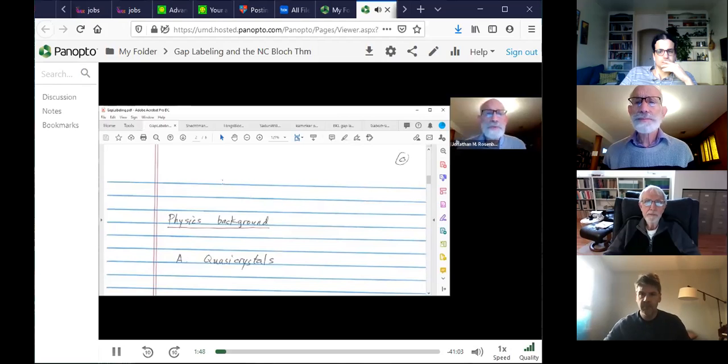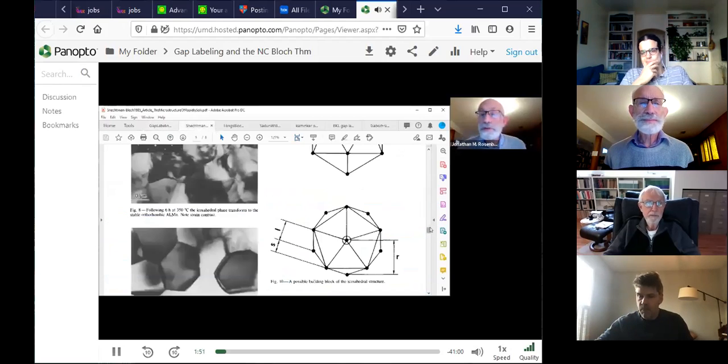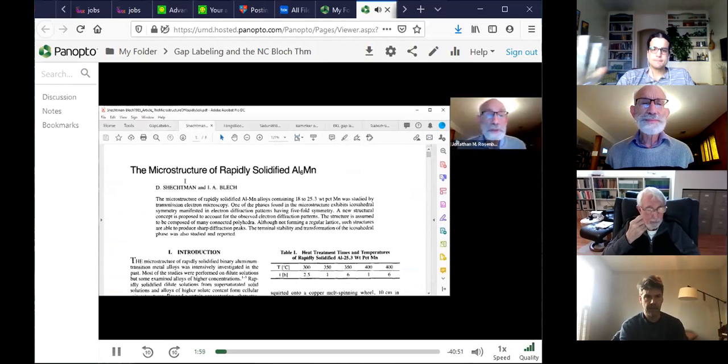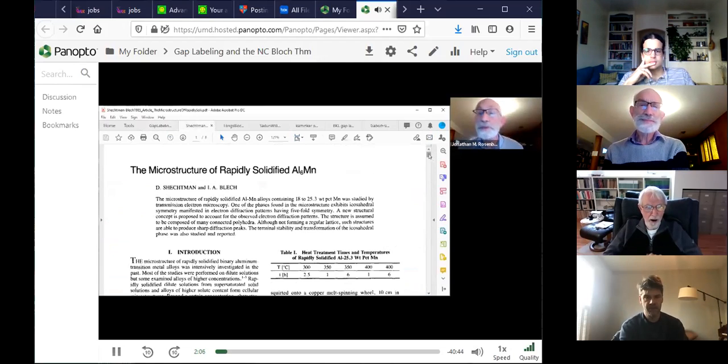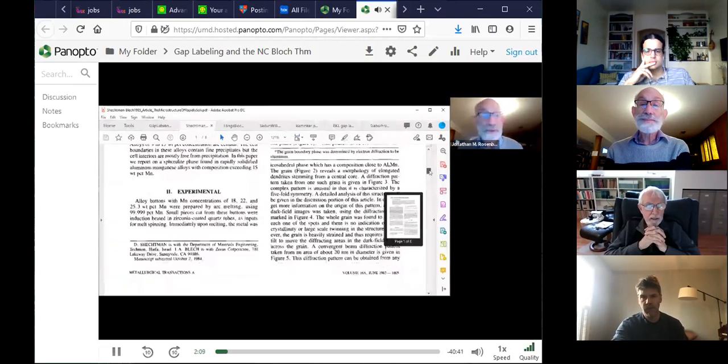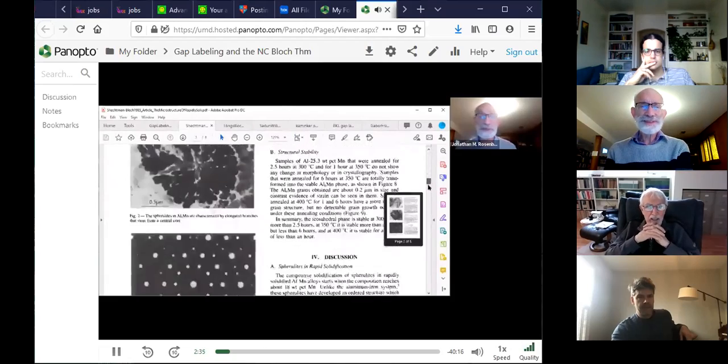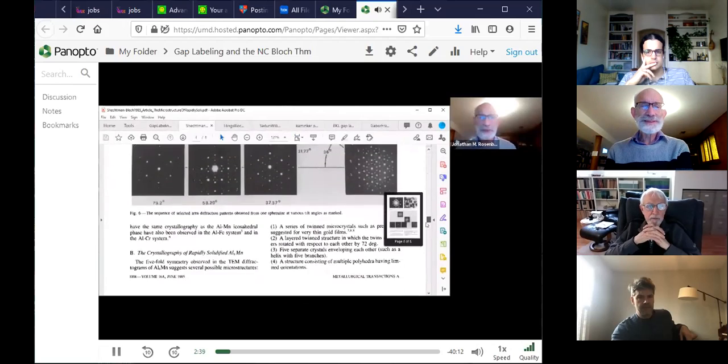They were first discovered by Dan Schechtman and his collaborators. Here's one of Schechtman's very earliest papers on this subject, from Metallurgical Transactions, 1984. It's about the microstructure of a rapidly solidified alloy of aluminum and manganese. This is a typical subject that metallurgists study, and they discovered the following amazing thing. They concocted this alloy and took X-ray diffraction pictures of it.